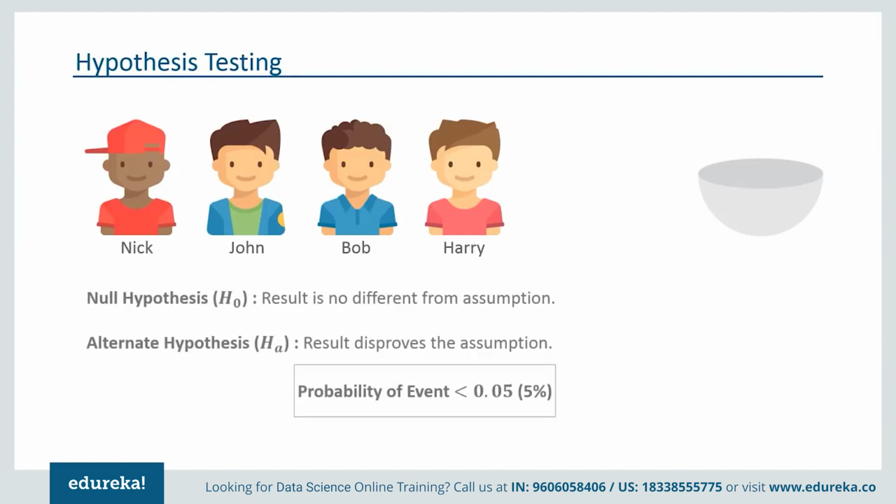So this gives rise to something called null hypothesis. If your result is no different from the assumption, it is called null hypothesis. An alternate hypothesis is a result that disproves the assumption. If the probability of an event is less than 5%, it is most probably a biased event, hence the alternate hypothesis. So I'll be using a data set and showing this to you in R.